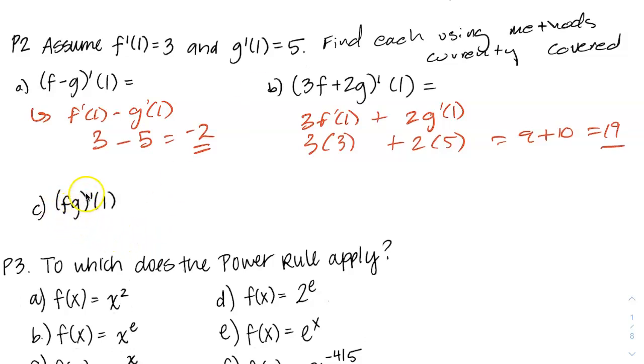f times g prime. Now we're not supposed to know yet how to do this. So not possible. You can't just separate it. It doesn't work that way when you multiply. Multiplication is a more complicated thing. It works like that for adding and subtracting, just split them up, but not for multiplication. So not possible yet. I should say not yet covered, probably more accurate.